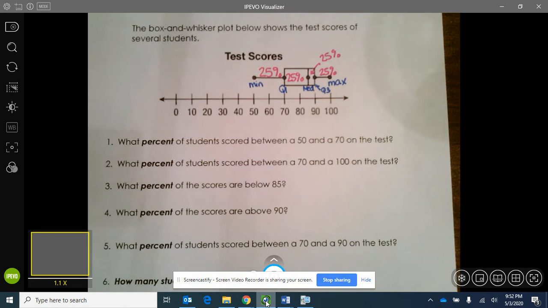So they're like, well, that's not 1/4 of the data. You just want to remember each piece is always 25% regardless of how large it appears on the graph. It's 25% of the data. Okay, so let's answer some questions about percentages here.